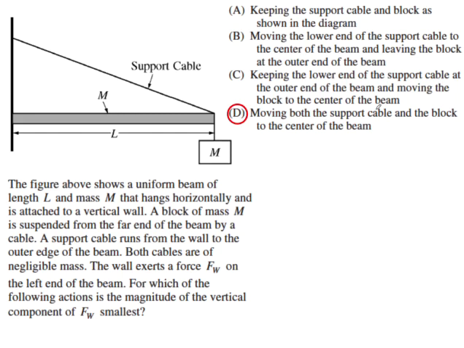Moving the support cable to the center so it's holding up both the weight of the beam and the weight of the mass will actually make the force at the pivot point smallest. It's sort of like what we had earlier on. If you remember, there was no vertical forces when we had that.